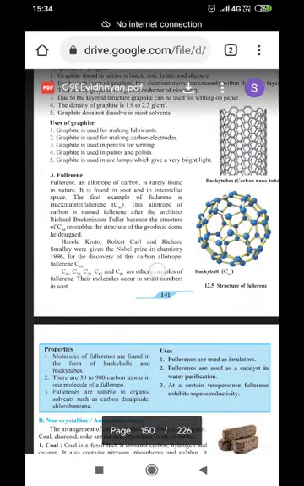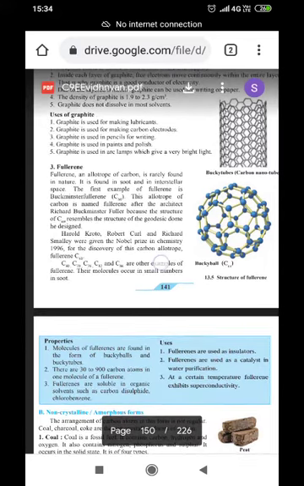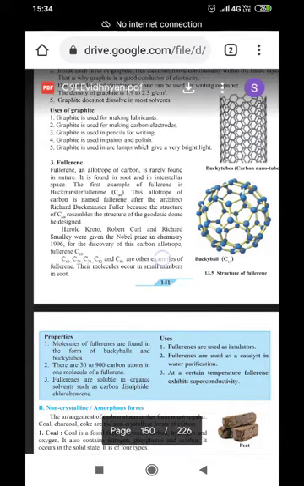Uses of graphite: it is used in making lubricants. Lubricants are used where metals are being joined with each other, so that they can move smoothly without rusting. Then graphite is used for making carbon electrodes. You may know about the pencil cell, in which black carbon rods are there. Those are electrodes, the best example of carbon electrodes.